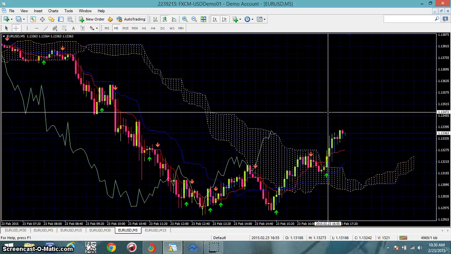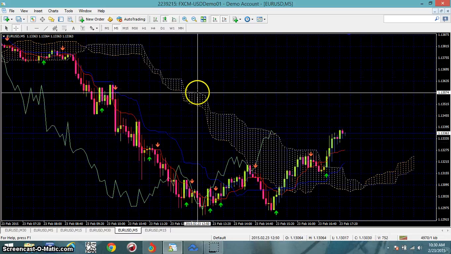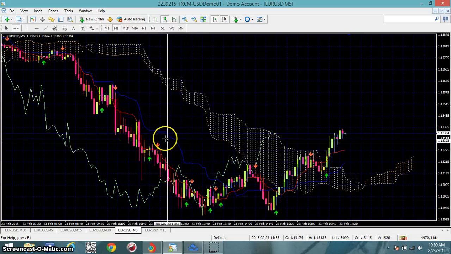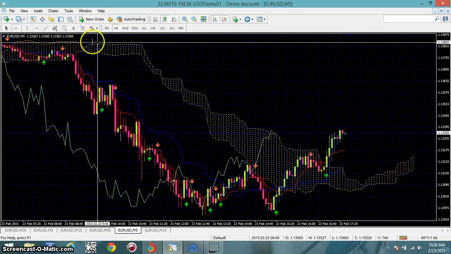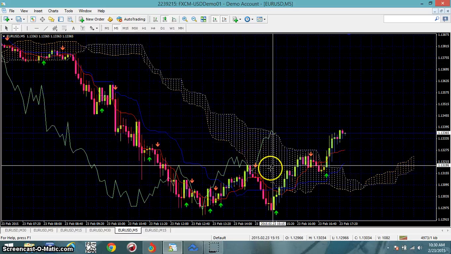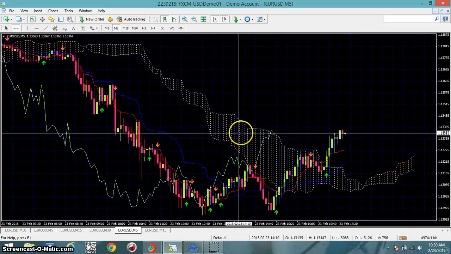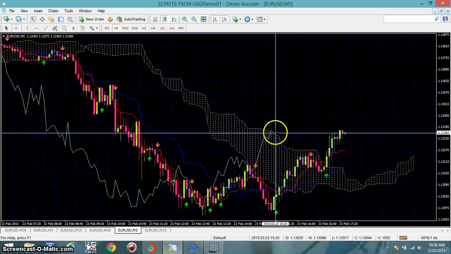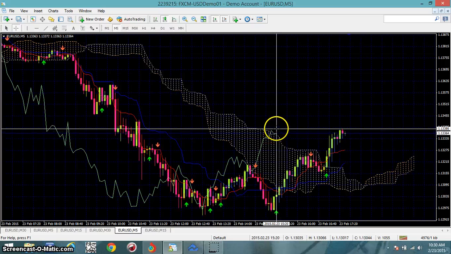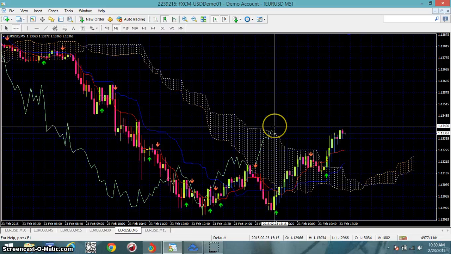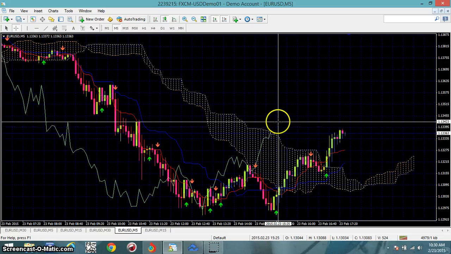And even just scrolling back over the last couple days and looking at this, it always seems to either break through these two lines here or bounce off of them. So I think I'm going to go with that for right now and just see how much money I make and how well that goes. But I wanted to just share this.